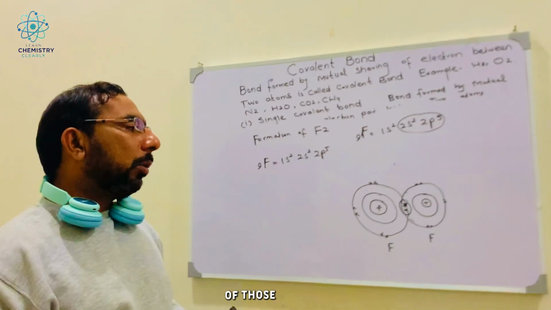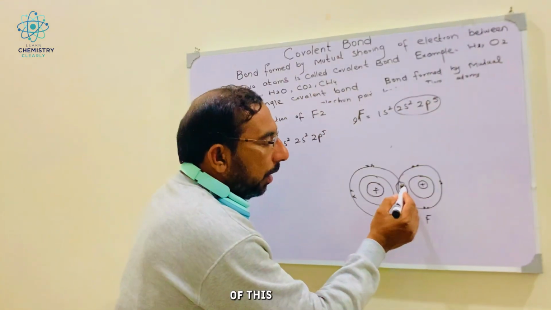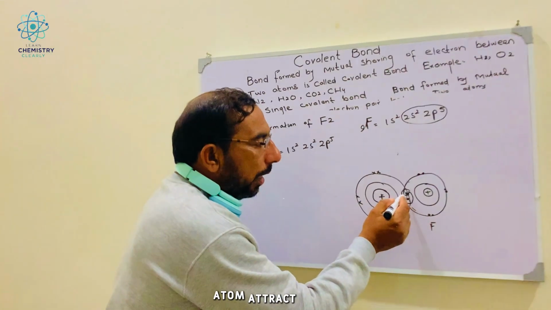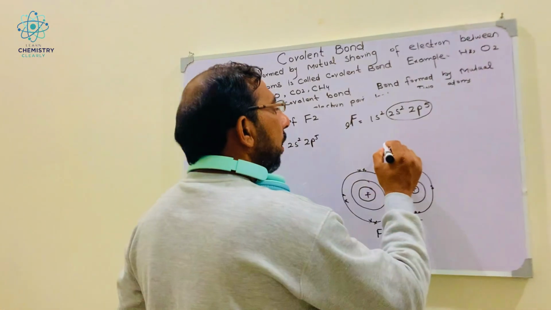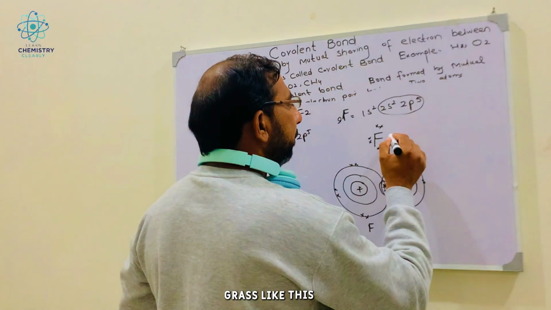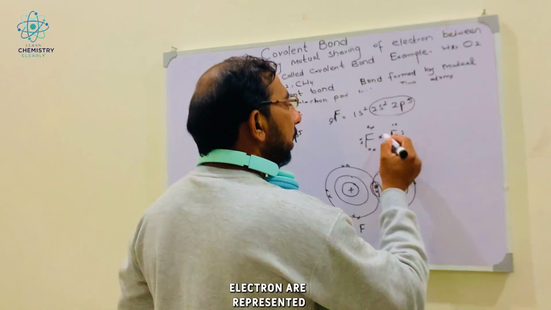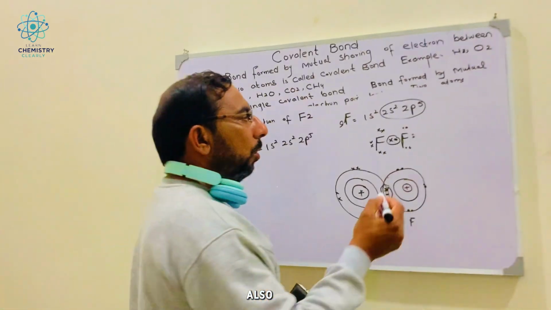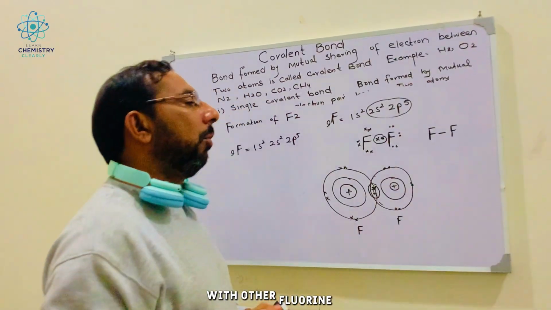Now the octets of both atoms are completed and they will bond with each other with the help of this chemical force, in which the nucleus of each atom attracts this electron here. This is called single covalent bond. And I can write it as one fluorine atom and its electrons are represented by crosses like this, and this is the other fluorine atom, and outermost electrons are represented by dots. This is the bond pair formed between two atoms, and I can also write it as a fluorine atom singly bonded with the other fluorine atom.